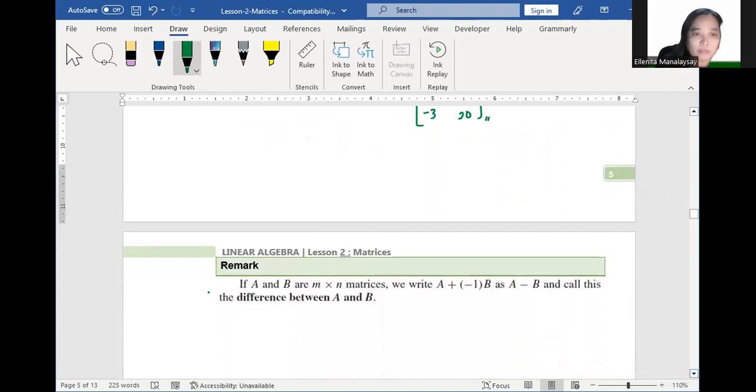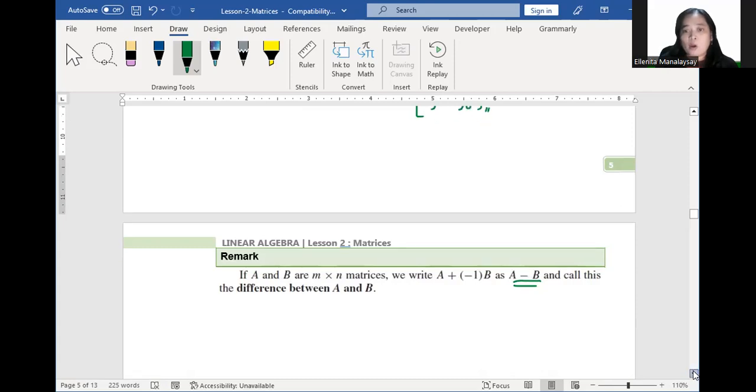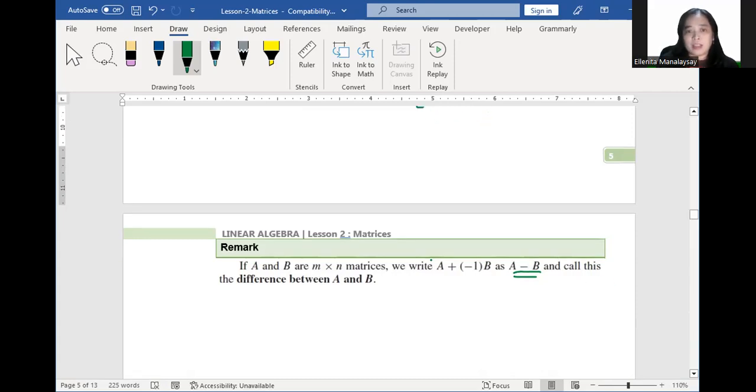So take note of this. If A and B are m by n matrices, we write A plus negative 1 times B as A minus B and call this the difference between A and B. So this is how we do subtraction of matrices. It is as if we are adding A and the negative of B. Okay, that's A minus B.